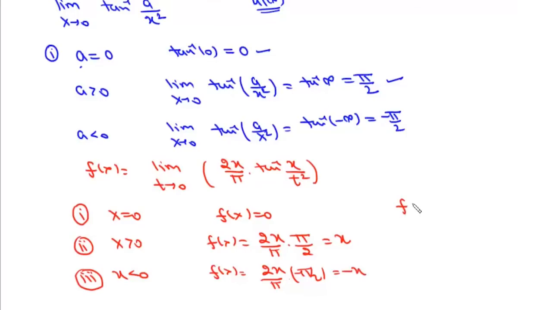So basically this function f(x) is nothing but mod x, and the graph of mod x is this V-shaped graph. This is x and this is minus x.